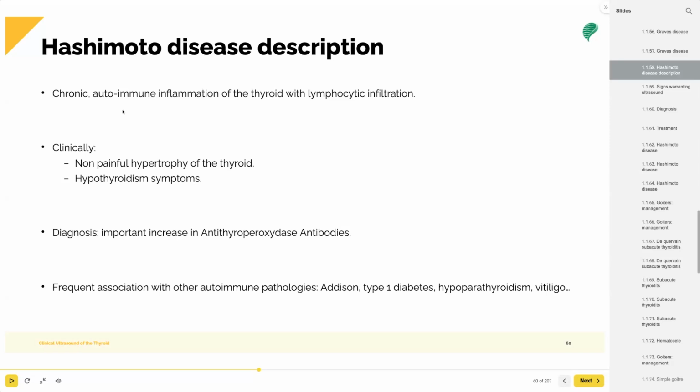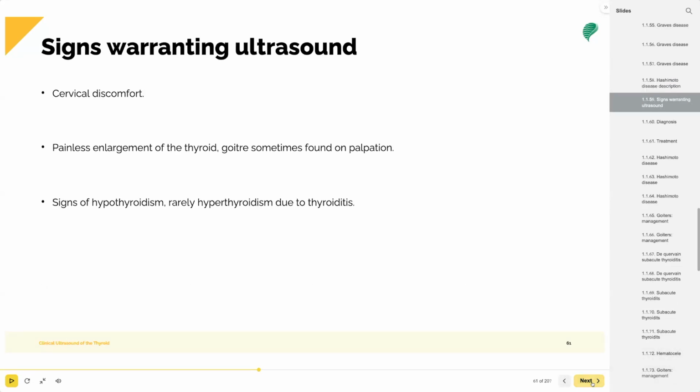Usually, clinically, it is non-painful. It usually gives off hypothyroid symptoms. Signs warranting an ultrasound are usually just cervical discomfort, pain, enlargement, or signs of hypothyroidism, which is usually seen on blood work and looking at the numbers on a patient's hormonal testing, such as the TSH.